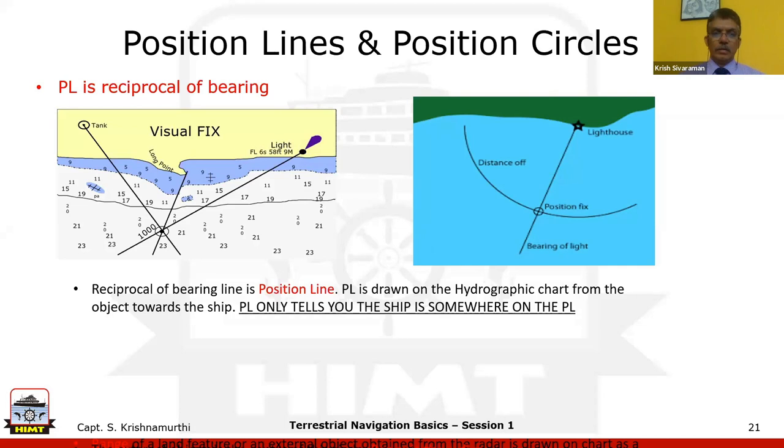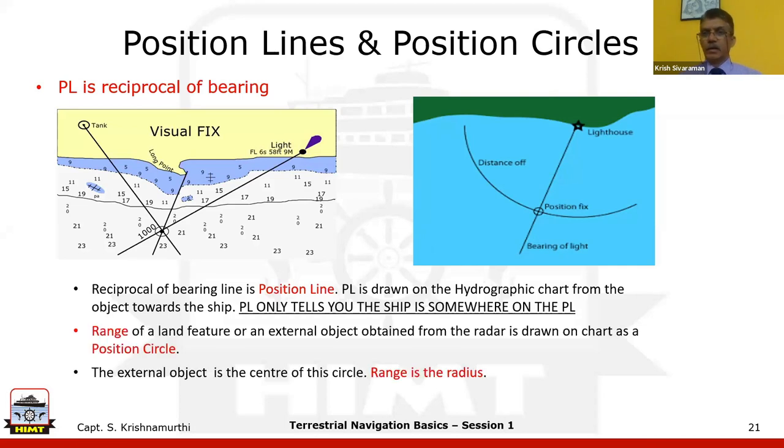Right. Now, range of a land feature or any particular object, you pick it up from the radar, isn't it? That range can also be drawn in reverse from that particular lighthouse or object. You take a compass and draw an arc of a circle. That becomes your position circle. You know that you are somewhere on that arc because that is your range, but you don't know exactly where. So you need one more position line or position circle in order to fix the position of your ship. This is straightforward? Yes, sir.